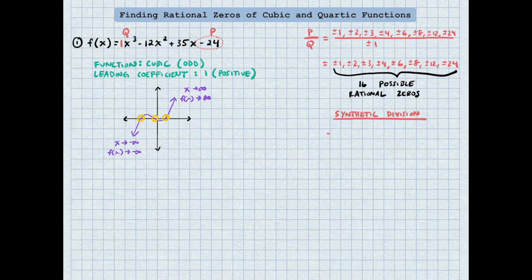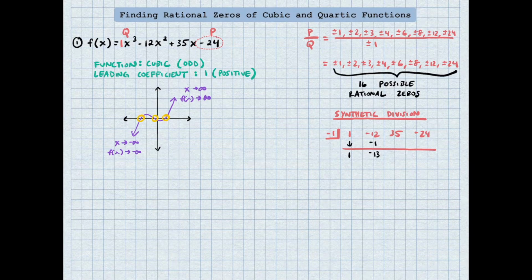I'm going to start with negative 1, so I'll put that over here to the left. Then I'm going to write the coefficients down of 1, negative 12, and 35, and I write the constant of negative 24. For synthetic division, I'm just going to bring this 1 down here. 1 times negative 1 is going to be negative 1. Adding these will get negative 13.